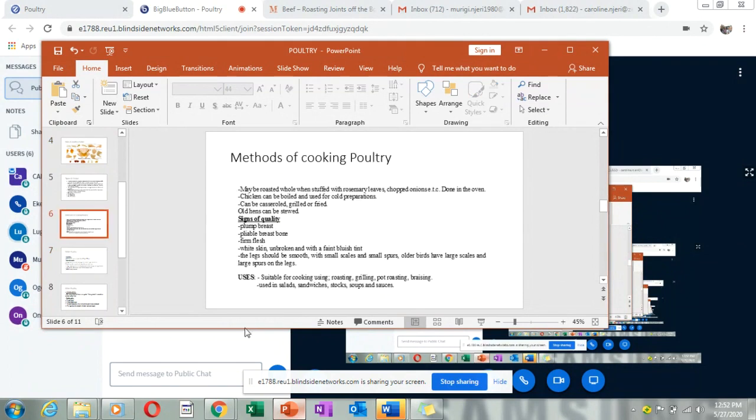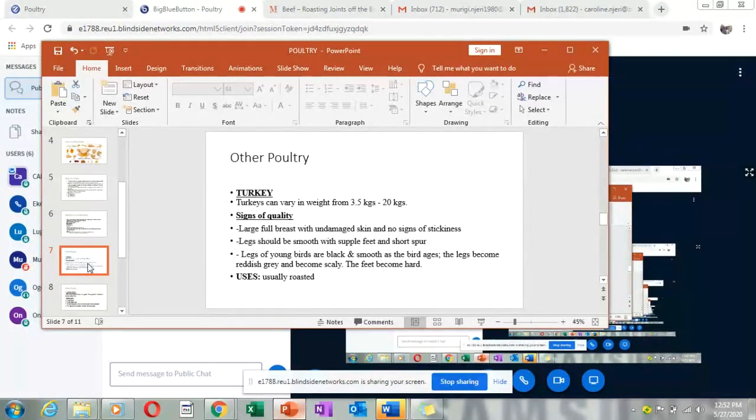Okay. Then we look at the types of quality for turkey. A turkey, like we said, should be between 3.5 kgs to 20 kgs. It's a large bird. It should have a large full breast, as in it should be plump enough, imenona vizuri, with no signs of stickiness.